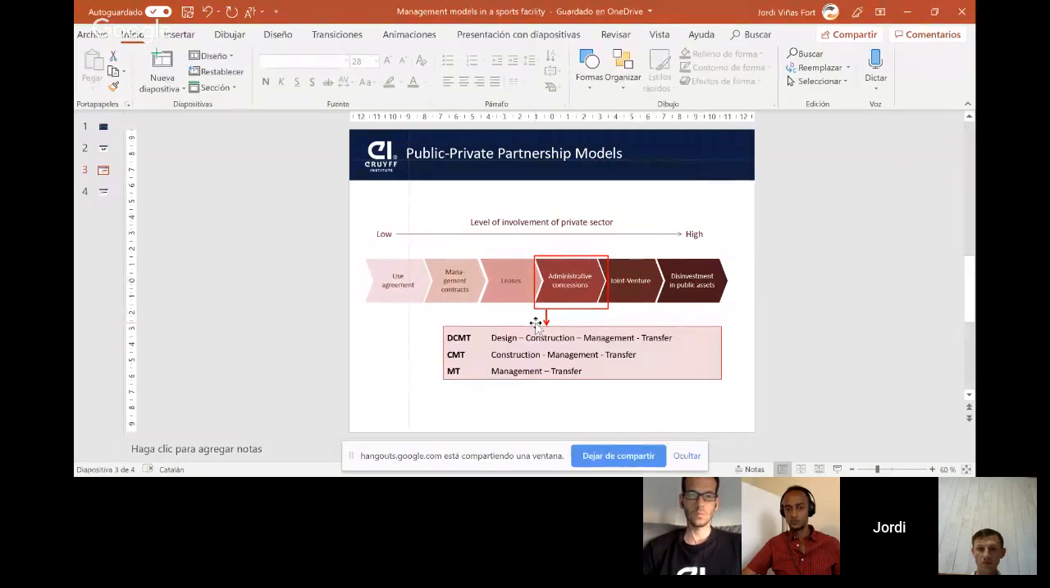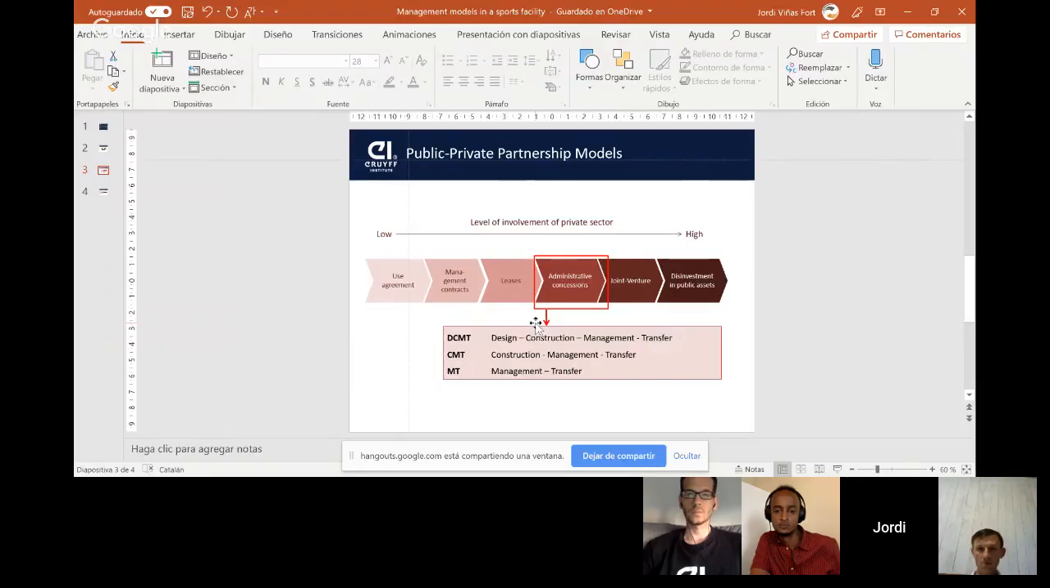From then on, we could move into the lease agreements or contracts, which are quite common, even in hyper-professionalized sport such as football, where we can find football clubs. For instance, you probably know San Siro in Italy, which is a football field owned by the local authority, where AC Milan and also Inter Milan play.